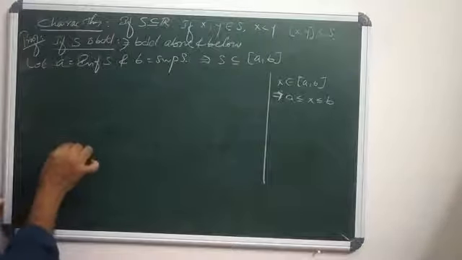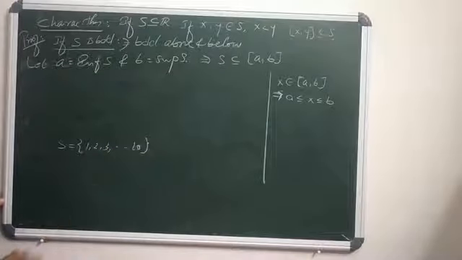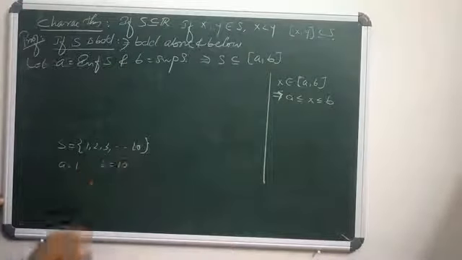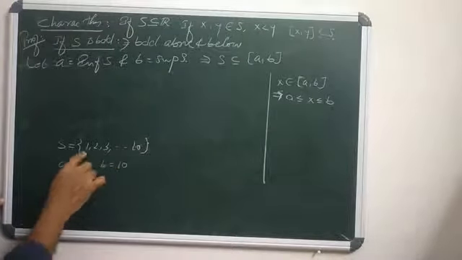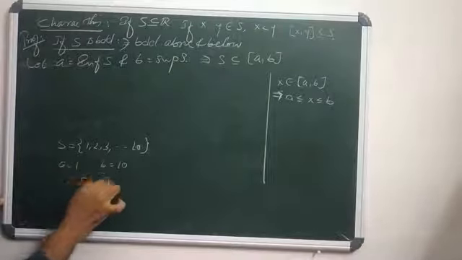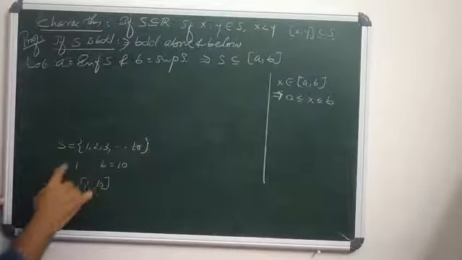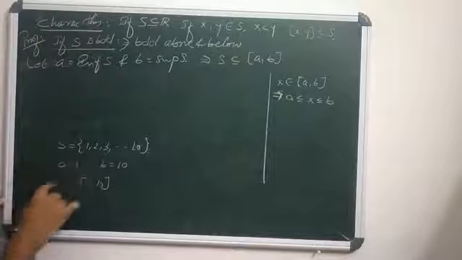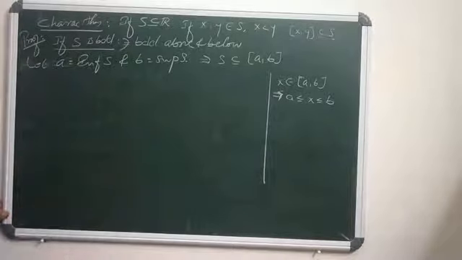Why? Consider the set 1, 2, 3, up to 10. What is A? The infimum of S is 1. What is B? The supremum of S, here 10. Clearly every element in S is present in the closed interval [1, 10], so S is a subset of [1, 10]. Since S is bounded, A is the infimum and B is the supremum of S, surely S is a part of the closed interval [A, B].